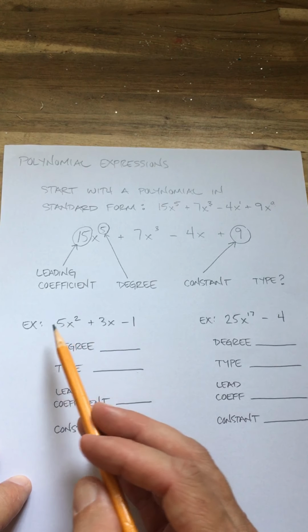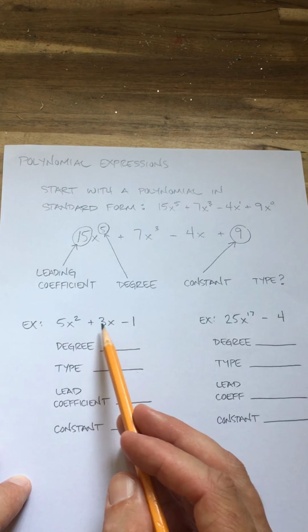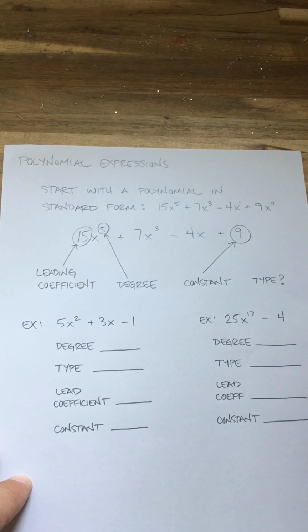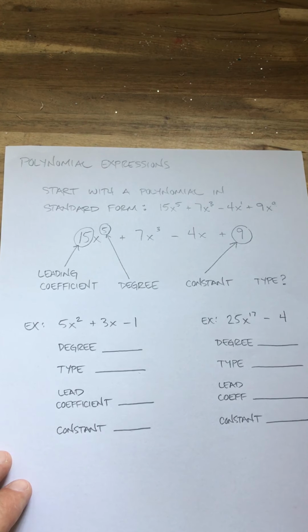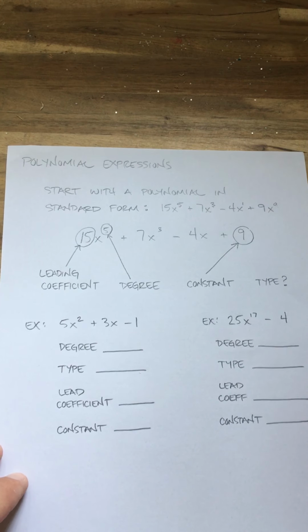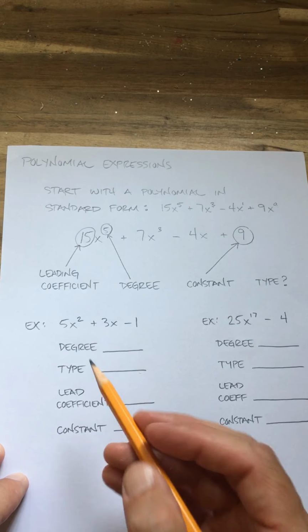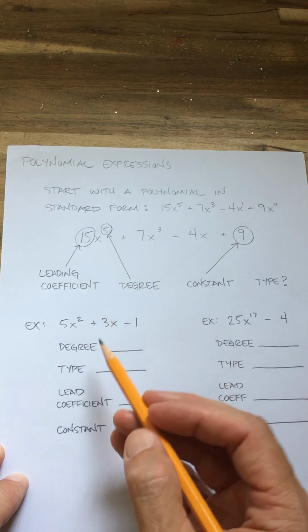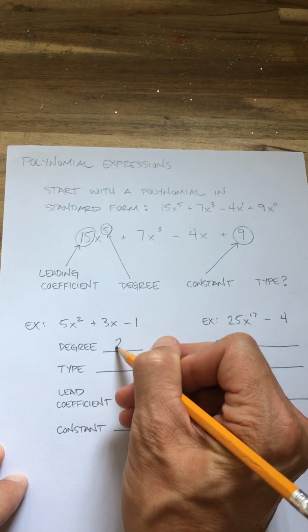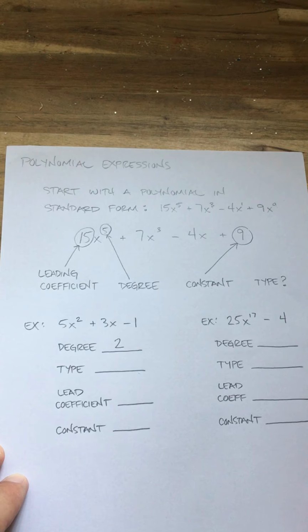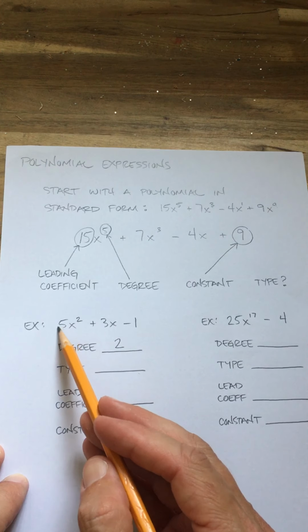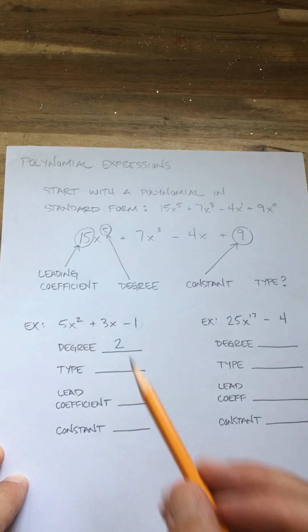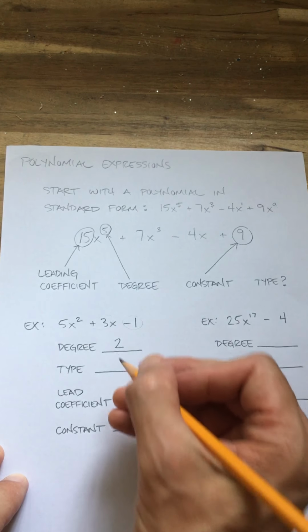All right, so I've got some easy ones for you. Okay, the first one, go ahead and copy this guy down. 5x squared plus 3x minus 1. Okay. All right, it is already in standard form, so because it's in standard form, it's going to be really easy. The degree, well, if you look here, degree is this power right there, the biggest power. So in this case, the degree is 2. All right. The type, well, remember we have to count how many terms there are. There's 1 term, 2 terms, 3 terms. So since there are 3 terms, it is a trinomial.